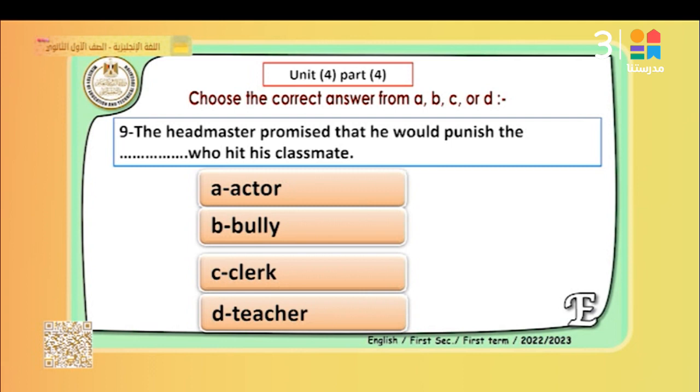Question number 9. The headmaster promised that he would punish whoever hit his classmates. The person who hit his classmates, or used his power against his classmates, what is this called? Is it actor, bully, clerk, or teacher? Of course, he is a bully. We said that a bully is the person who uses his power, so he hits his classmates.